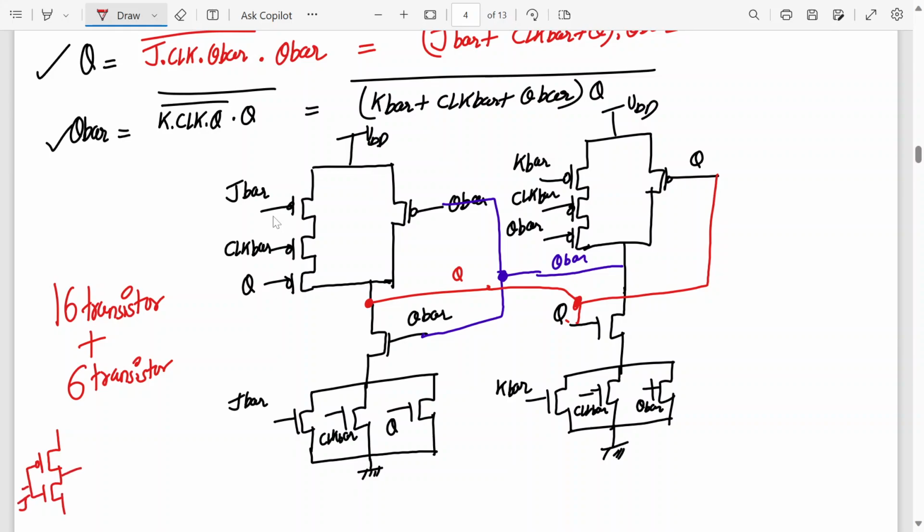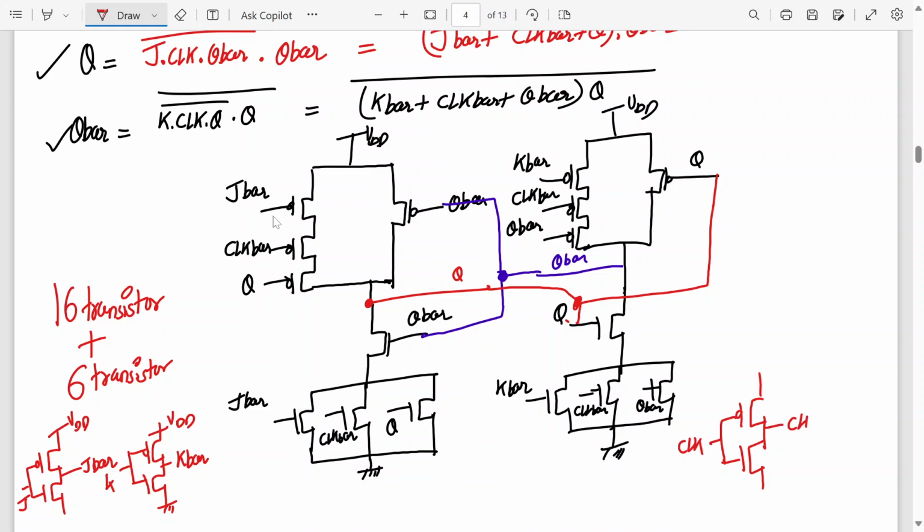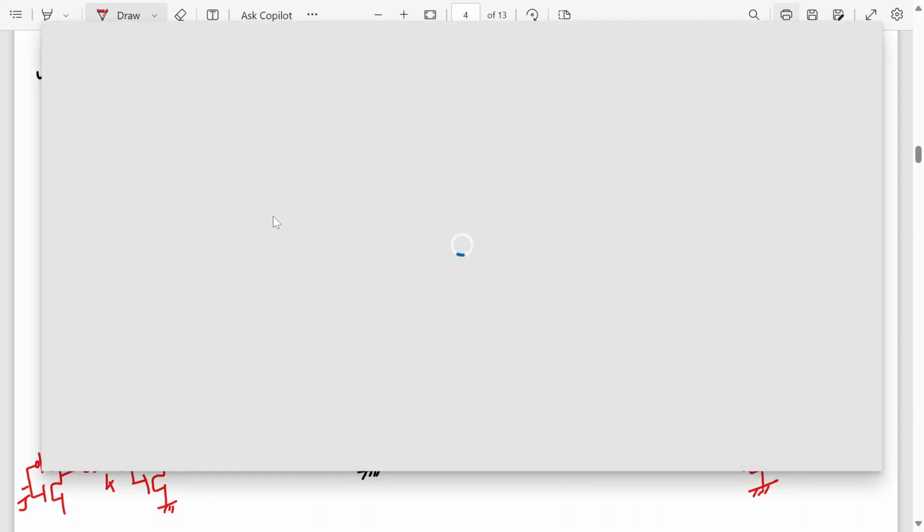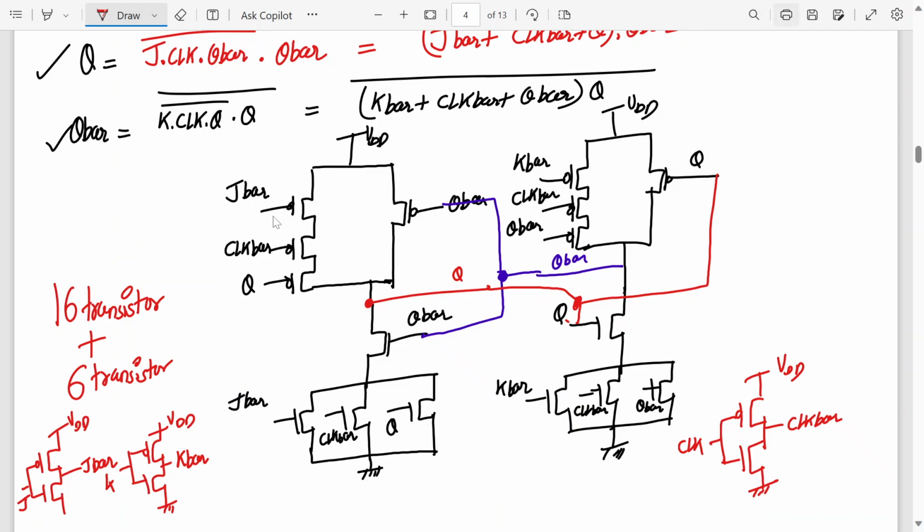So this is J bar. Okay, then we have another K, this will be K bar, because we are using this in the design, right? And then clock bar. See how I am writing bar as a word. Okay, so total transistor required is 22. The complexity is slightly going on increasing with every design.